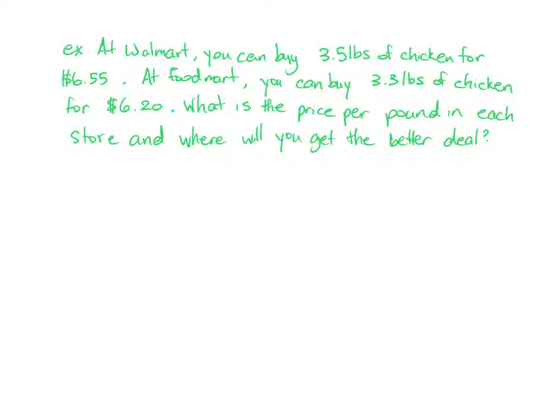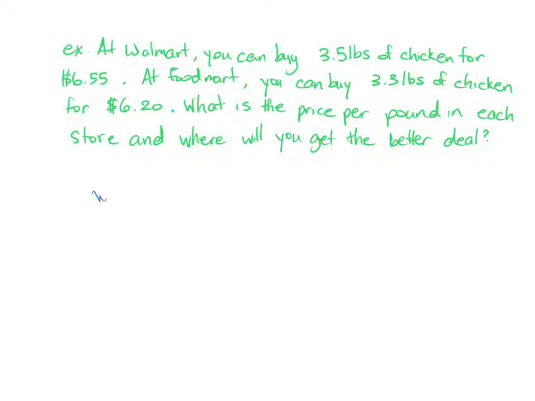Okay, so in this question, we see here that we can get 3.5 pounds of chicken for $6.55 at Walmart. And at Food Mart, we can get 3.3 pounds of chicken for $6.20. Now, if you look at these numbers, it's really difficult to tell which one is the better deal. So in order to really be sure about which one is the better deal, we can find the unit rate, meaning we can find the cost per pound of chicken. All right, so let's do Walmart first, and then let's do Food Mart after.